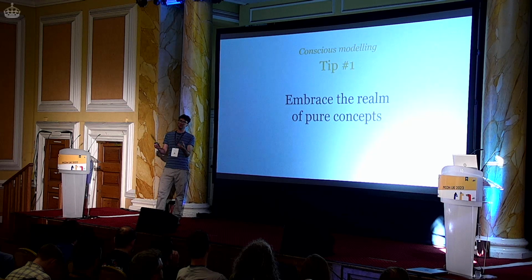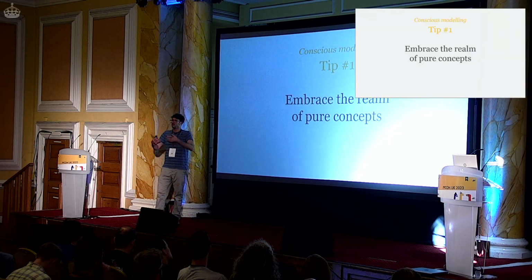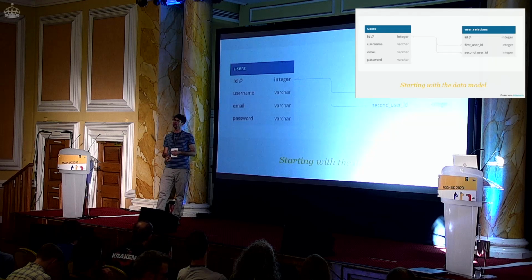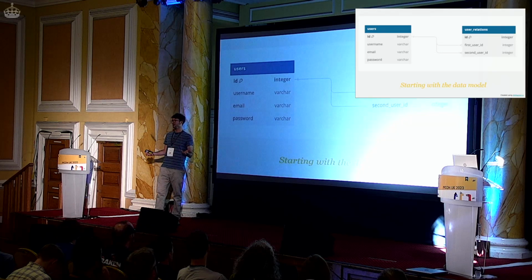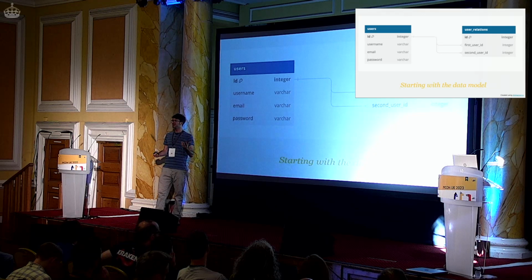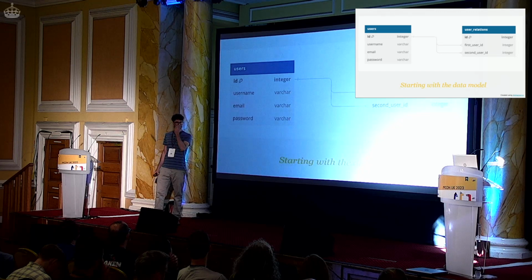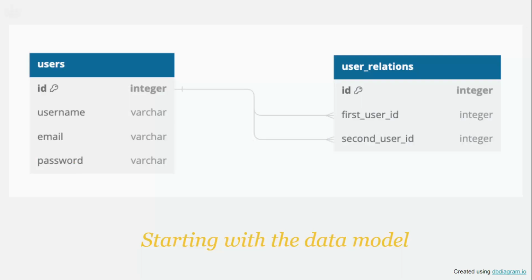So let's imagine that we're building a social network, and maybe we want to store the relationship between users in our system. So perhaps we'll start with some kind of relational model like this. We've got a users table, we've got a user relations table with a couple of primary keys. Now, I'm not saying this is a good way to model a social network, by the way, but the point is we've gone straight to thinking about how to implement the model. This isn't a domain model, this is a data model.